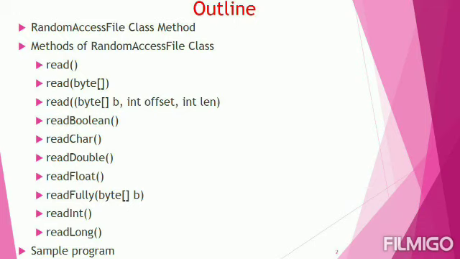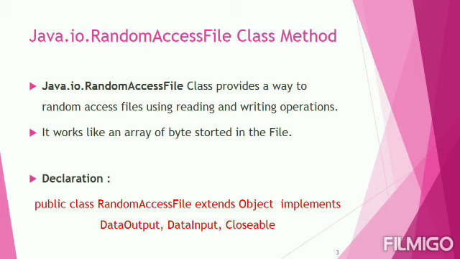By using a random access file class method, the random access file can be created for performing reading and writing operations, and the various methods used for reading, file access, file classes, and the sample program of these functions will be explained clearly in this session. By using the random access file class method, the file can be accessed for reading and writing purposes. It works like an array of bytes stored in the file.